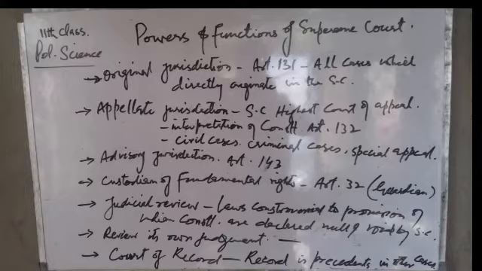Number fourth heading is the custodian of fundamental rights. According to Article 32, the Supreme Court acts as the guardian of fundamental rights of citizens of India. The Supreme Court can declare any law null and void passed by any legislature if it encroaches upon fundamental rights granted by the Indian Constitution.